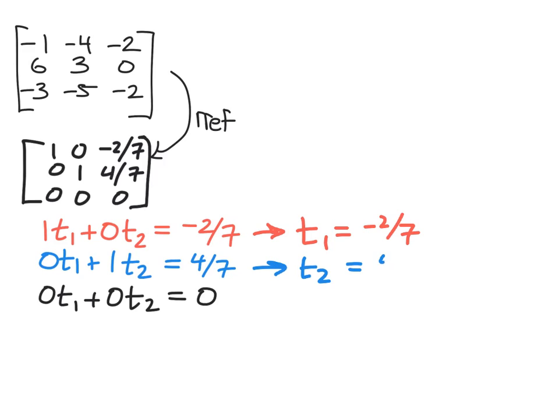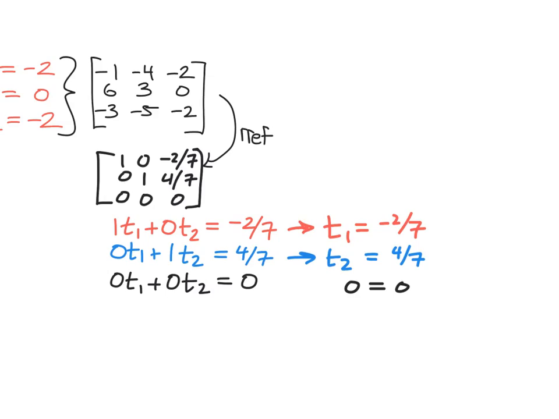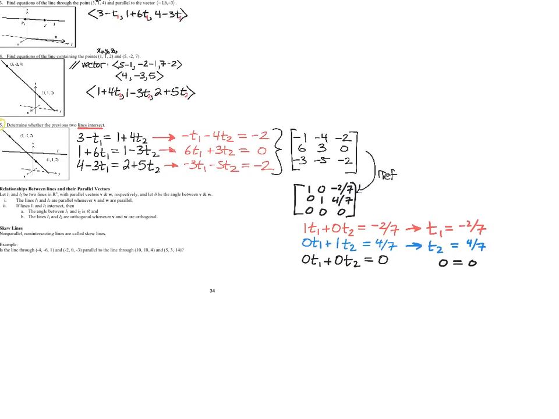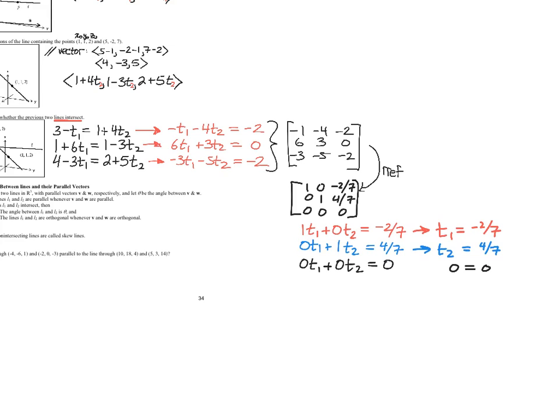T2 is equal to 4/7. And then the last thing is saying that 0 is equal to 0. All right, cool. 0 is equal to 0. I didn't need that piece of information, but it was given to me because, again, ideally I'd have 2 equations, 2 variables. I had 3 equations, 2 variables. I had 1 extraneous equation, 1 equation that was unnecessary. I could have got the job done with 2 out of the 3 equations.